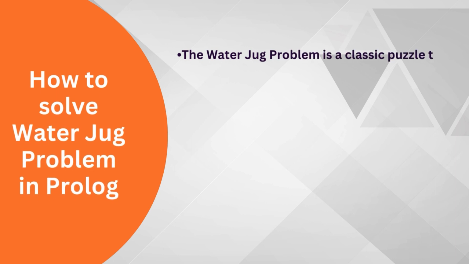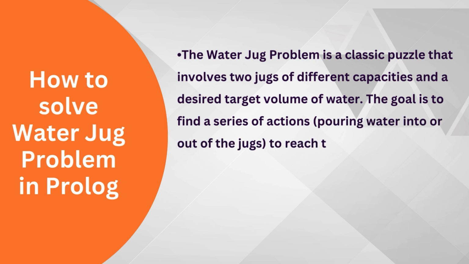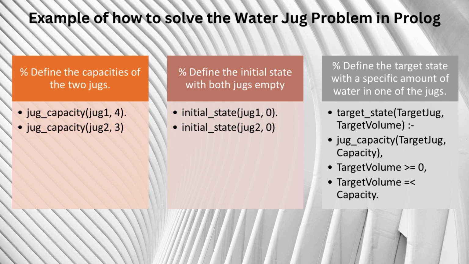Now, how to solve the water jug problem in Prolog? The water jug problem is a classical puzzle that involves two jugs of different capacities and a desired target volume of water. The goal is to find a series of actions, that means pouring water into or out of the jugs, to reach the target volume. You can solve this problem using Prolog by defining the problem constants and writing rules to find a solution. Here is an example of how to solve the water jug problem in Prolog.